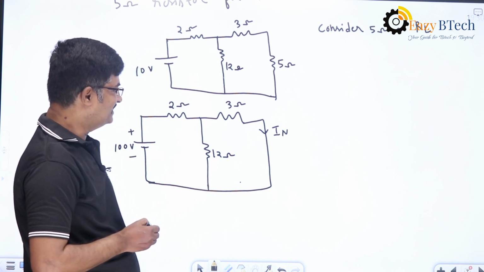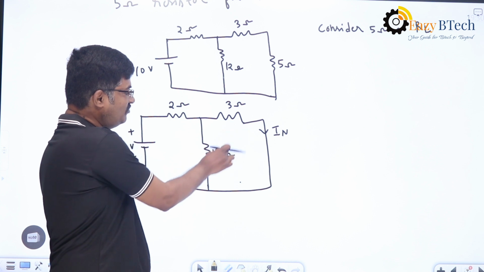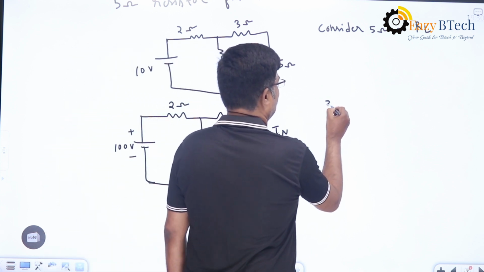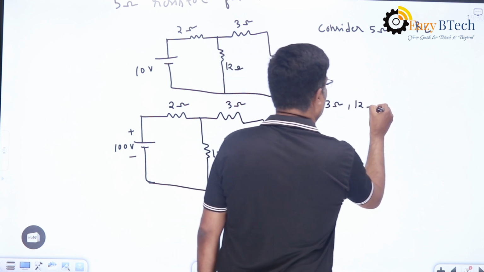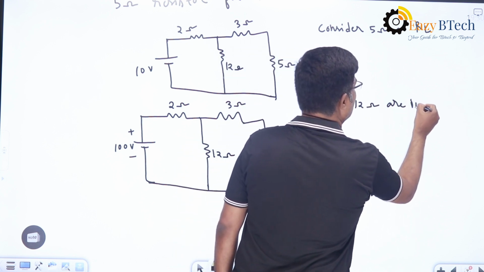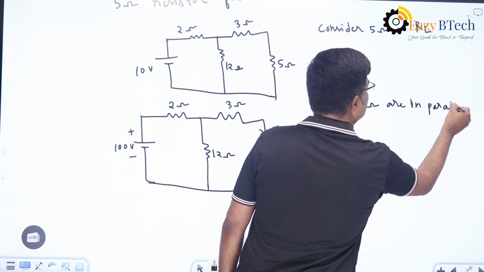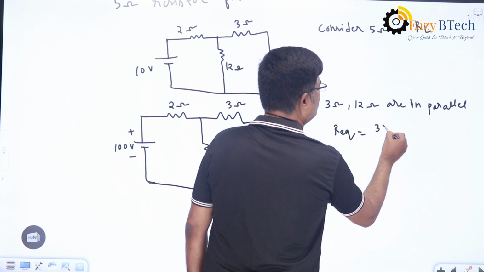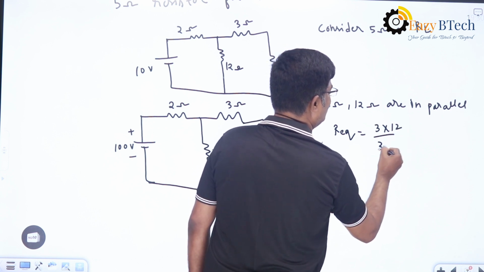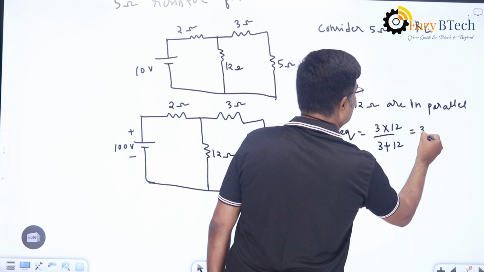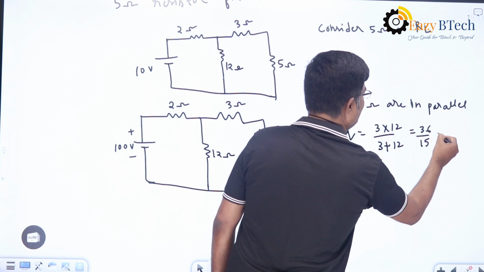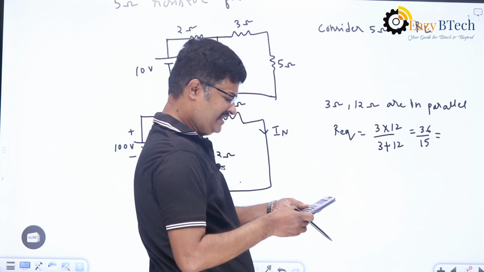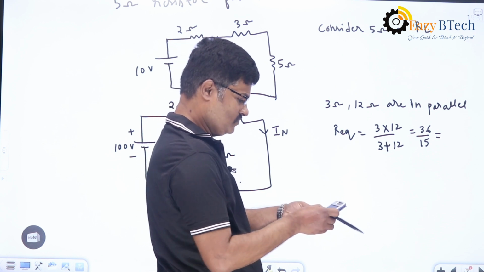So here, by seeing the circuit, I came to know that this 3 ohm and 12 ohm are in parallel. So 3 ohm and 12 ohm are in parallel. So here what will happen? My R equivalent is equal to 3 into 12 divided by 3 plus 12, which is equal to 36 by 15. So here once again I am using my calculator. 36 divided by 15.